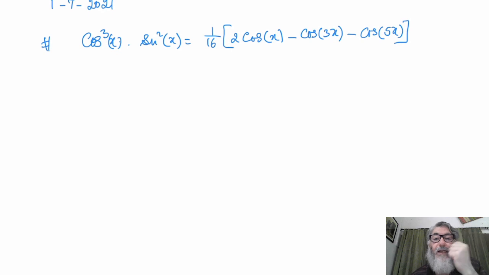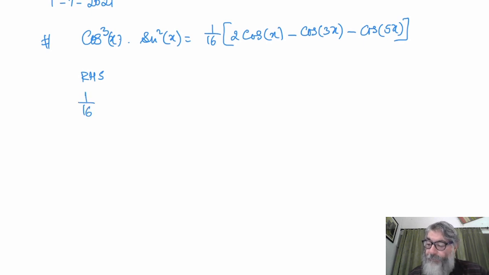here if you realize that whichever side is more complicated, we pick up that side. Here what I am looking at is the right hand side is a more complicated form than the left hand side. So I'll start from the right hand side and we will reach left hand side from that. What is right hand side? 1 upon 16, 2 cos of x minus, now I will take common minus, and it will become cos of 3x plus cos of 5x.